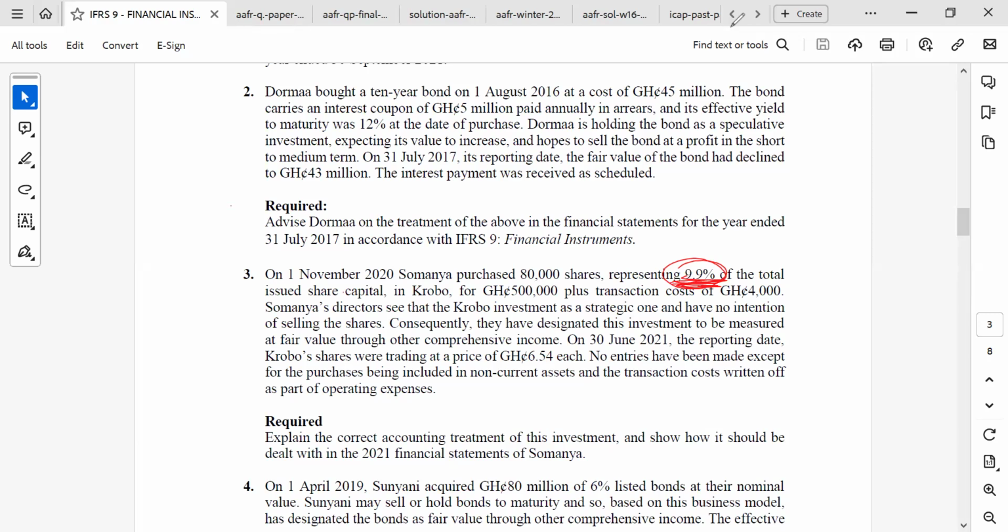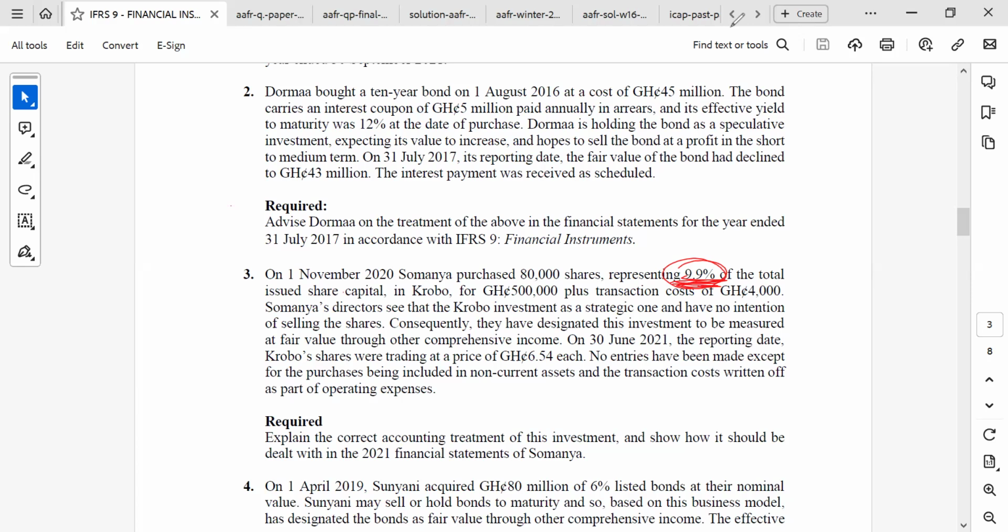And the question is not giving us any dividends, but you just say that if any dividend payment is received, it should be taken to profit or loss as finance income. Okay, but there is no dividend here. So you just focus on the issues given to us. The financial asset should be initially recognized at the fair value of the 500,000 plus the transaction cost of what? The 4,000. That will give us 504,000. Any dividends received should be taken to profit or loss as income. Okay. At the end of the year, what do we do?